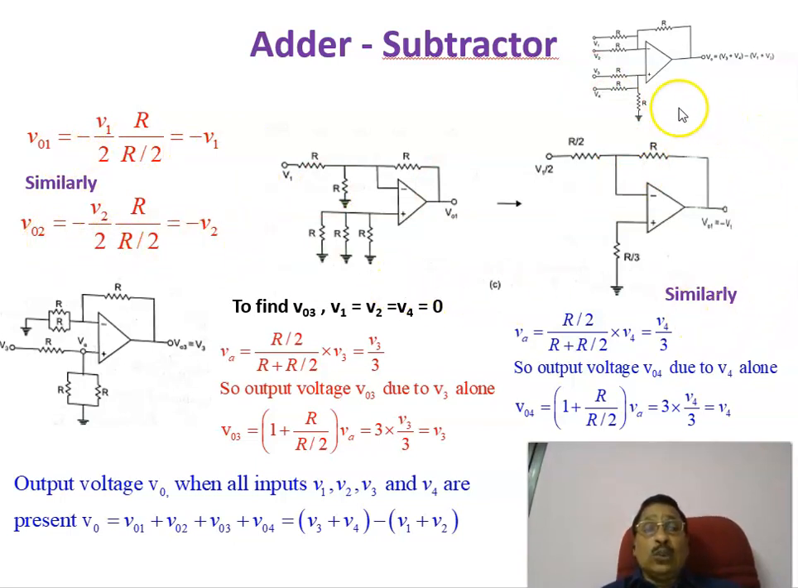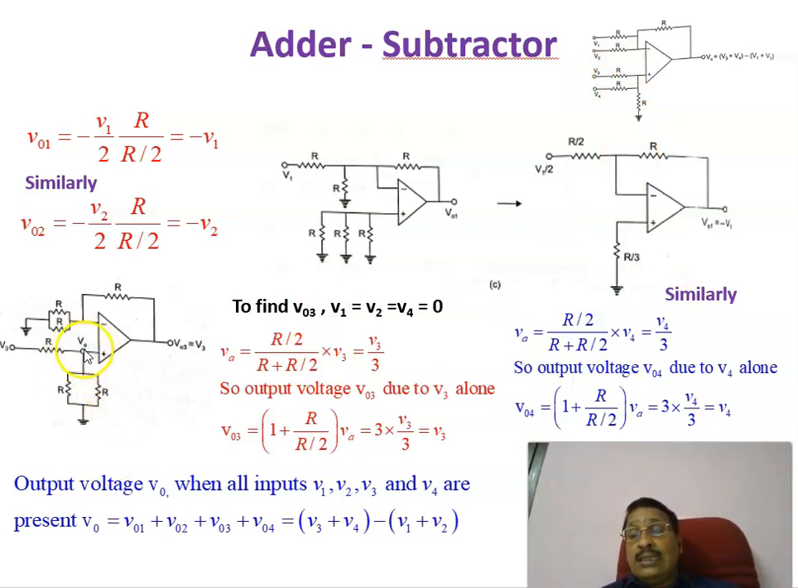Now coming to the other two, V03 and V04. In order to find V03, all inputs except 3 are grounded. This is grounded, as well as this is also grounded. Therefore, the equivalent circuit is like this one. Here these are coming in parallel, since both are grounded, so that is equal to R parallel R, which means R by 2. And this is equal to R. Therefore, V3 is coming here, and there is a resistance R. Again, these two are grounded, meaning R and R in parallel, which is equal to R by 2.